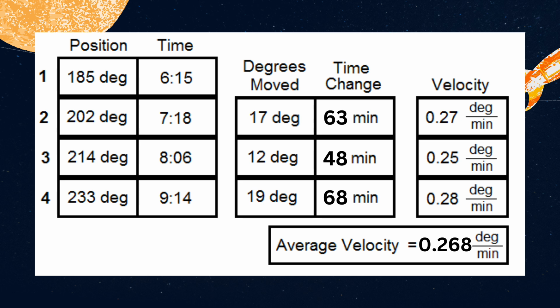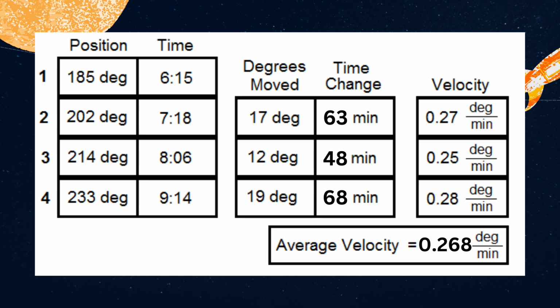Instead, we measure degrees instead of miles or kilometers. So when students record the compass direction of the moon in degrees, they are measuring the moon's position. By adding the time of the day to each observation, they will have everything they need to measure the moon's angular velocity in degrees per minute. As you can see in the table, to get the degrees moved, we are going to start with position number 2, which is 202 degrees, and subtract the value above, which is 185 degrees, resulting in 17 degrees.